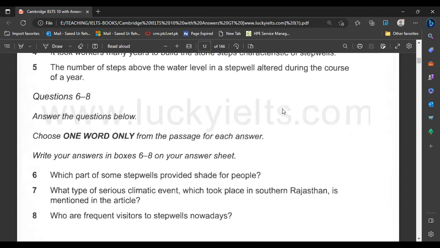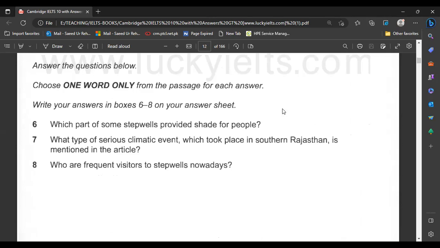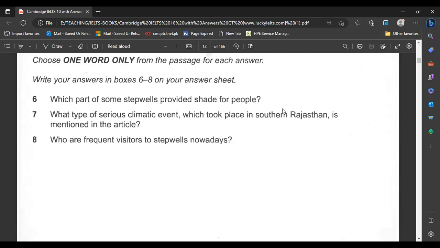Then there are questions: choose one word only from the passage for each answer. Write your answer in boxes 6 to 8 on your answer sheet. Which part of some step wells provides shade for people? What type of serious climatic event which took place in southern Rajasthan is mentioned in the article? Who are frequent visitors to step wells nowadays? So this is a short answer question, and you will have to answer with how many words? One word. Yes. So you must keep this in mind while doing the test.